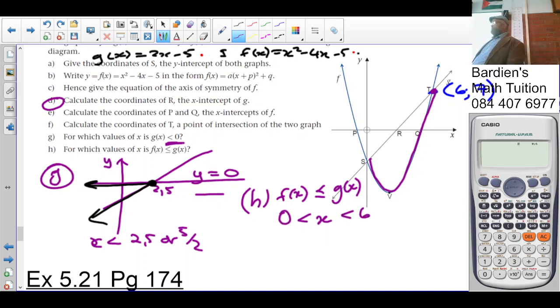But since it's an equal sign here, are the graphs equal at 0? Yes. Are the graphs equal at 6? Yes. So there we go.